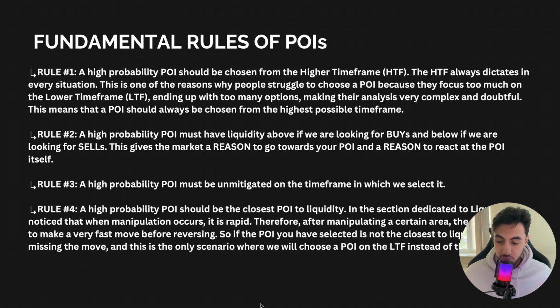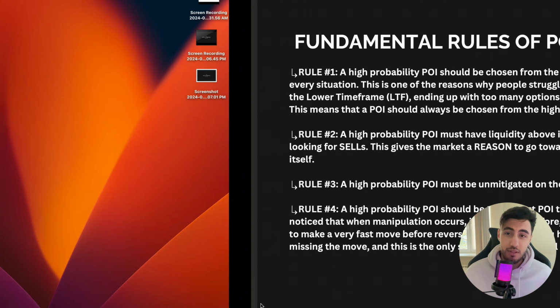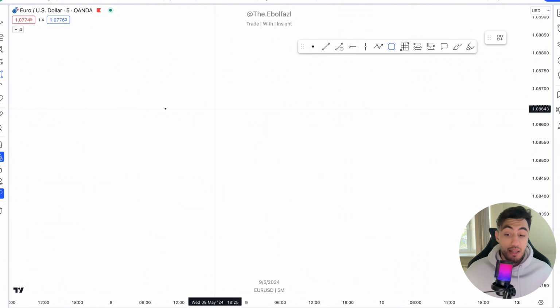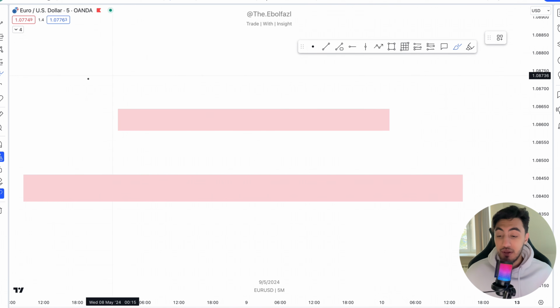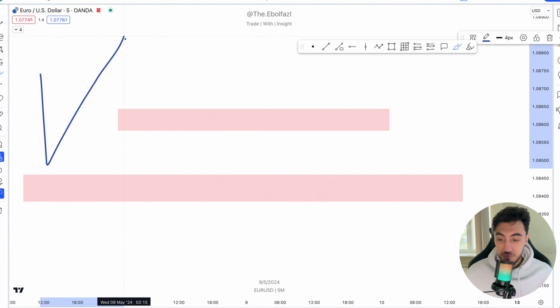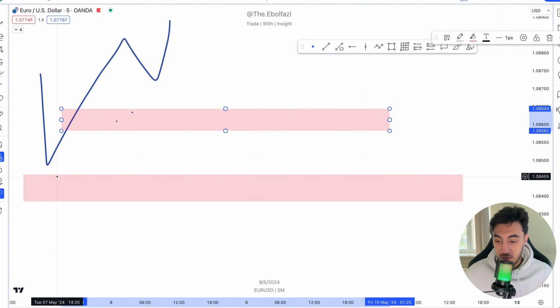So let's go back to rule number 4. Rule number 4 is a high probability POI should be the closest POI to the liquidity. As I mentioned to you, let's say we have 2 POIs here. If you have a liquidity here, and these are your POIs.